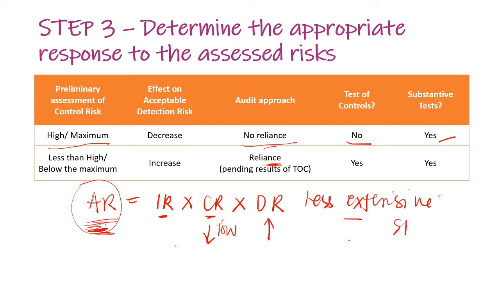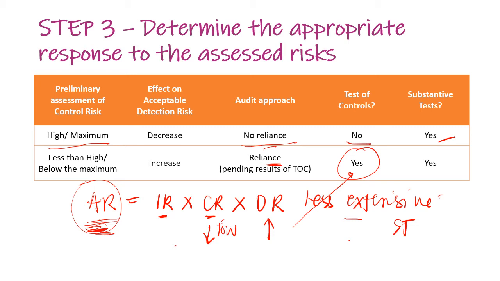In terms of the substantive test, where will you do the heavy testing? It's in the test of controls. You test the internal controls to see whether they are reliable. Okay? So, less extensive in the sense that the substantive tests are no longer your main focus. Your focus here is the test of controls. You're going to prove or disprove the controls by performing the test of controls.